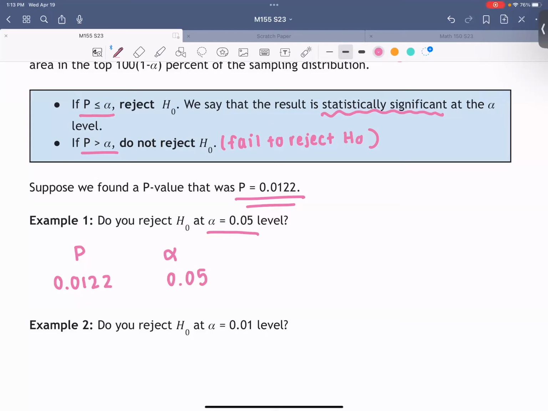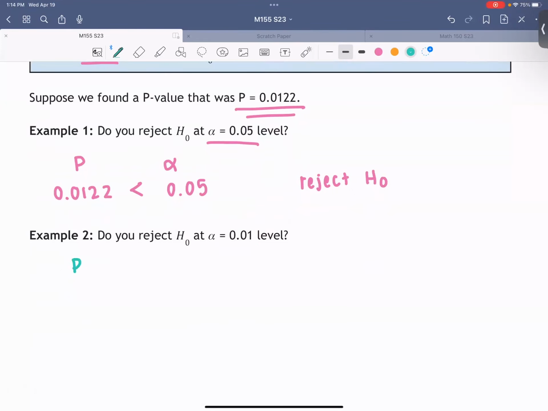Which one is smaller, p or alpha here? P, right? P is definitely smaller. And if p is smaller than alpha, do we reject the null hypothesis or fail to reject? Reject, perfect. So we reject H0. It's really as simple as that. Just figure out which one's smaller. If p is smaller, we reject.